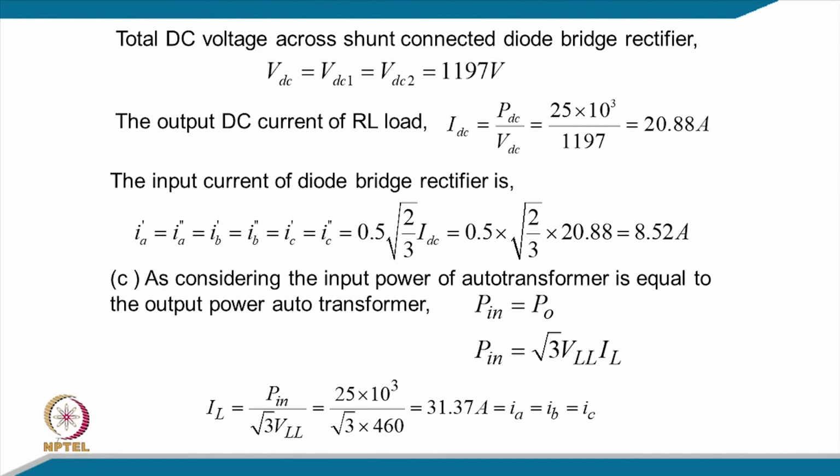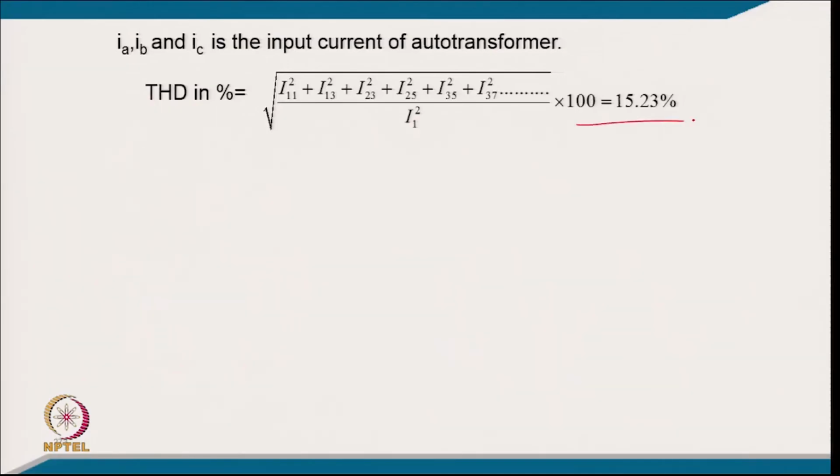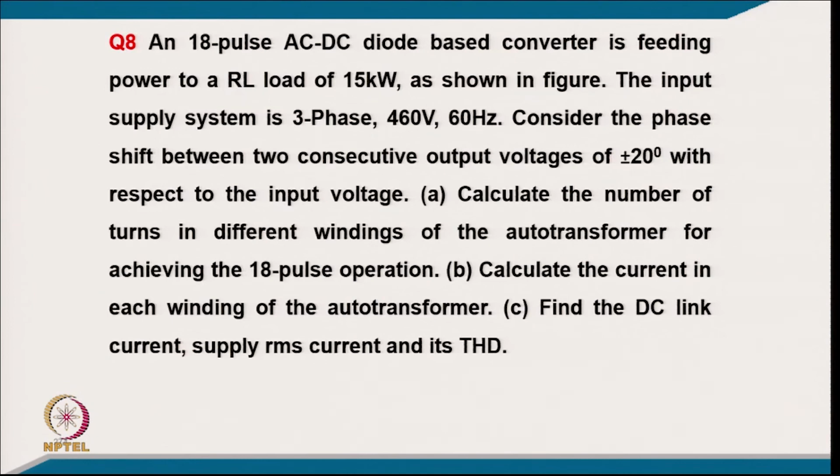And these are the numerical calculations: you have a DC link voltage of 1197 volt and you have a DC link current once you know the power, and then you can find all the winding currents corresponding to the different diode bridge rectifiers, and then, considering the power equal, you can find out the line current on the primary side. And then you can find out the RMS current, which is known to you, and the fundamental current, so you get 15.23% THD.